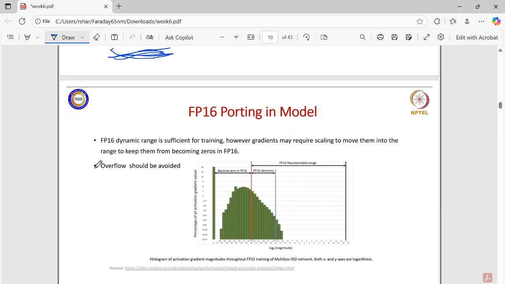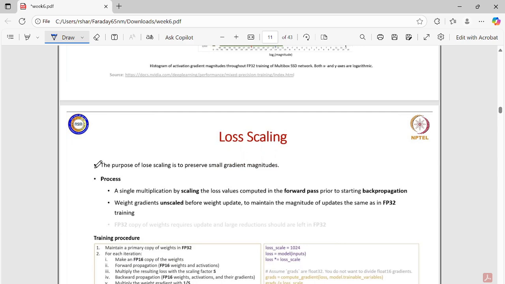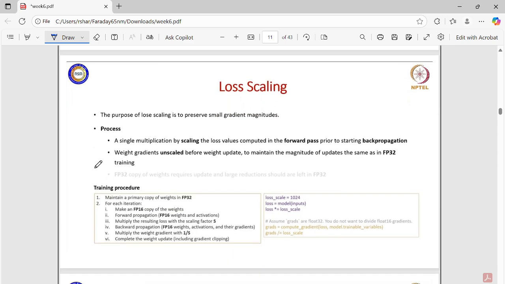So in PyTorch AMP, the forward pass uses FP16. Gradients are computed in FP16 but internally scaled, and gradients are converted to 32 before the optimizer update. The master copy of the weights in 32-bit format is updated, and the 16-bit weights used for the forward pass are updated from the master copy. Yeah, so this is what we are seeing about the loss scaling.